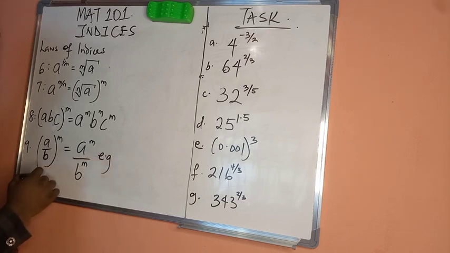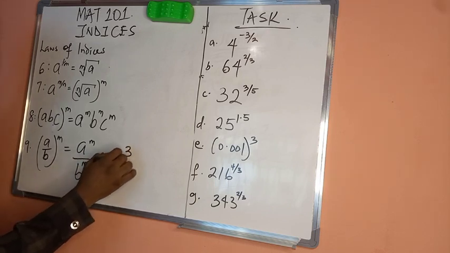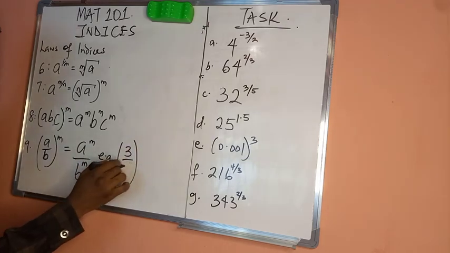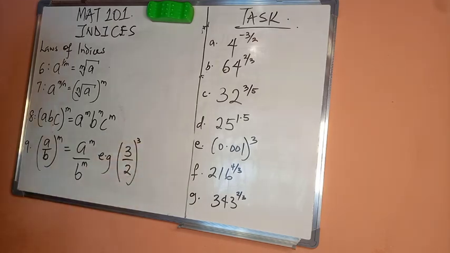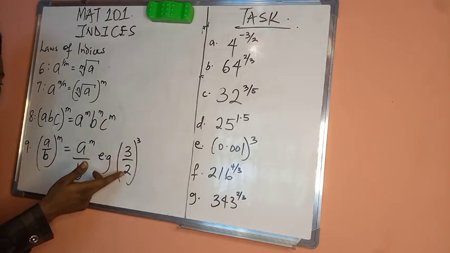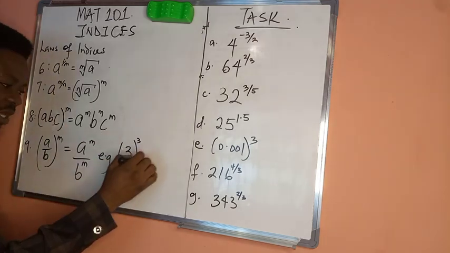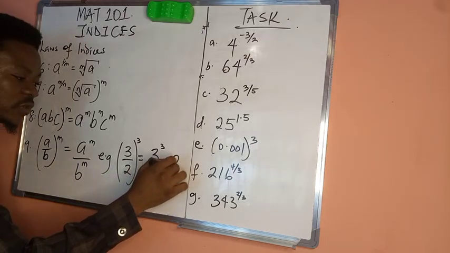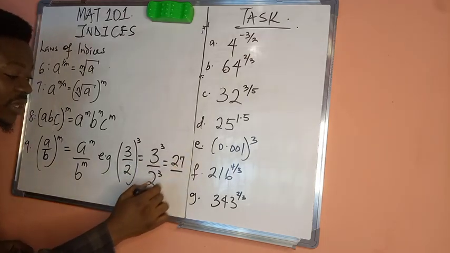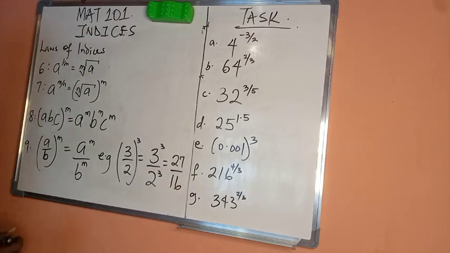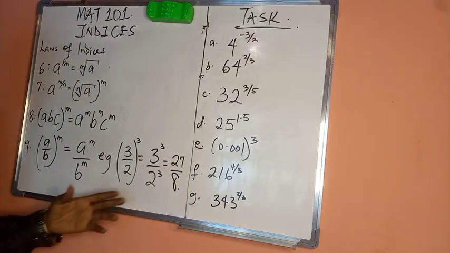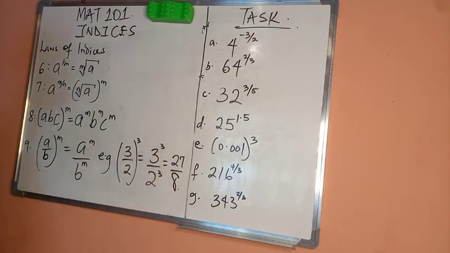Example, if you have something like, let's say, 3 over 2 raised to power 3. Now the power here affects the numerator and the denominator of this fraction. That makes it 3 raised to power 3 and 2 raised to power 3. 3 raised to power 3 is 27, and 2 raised to power 3, that's not 16, that's 8. Sorry for that. So 27 over 8. If it's reducible, you reduce it. If not, that's your answer, 27 over 8. That's simple.